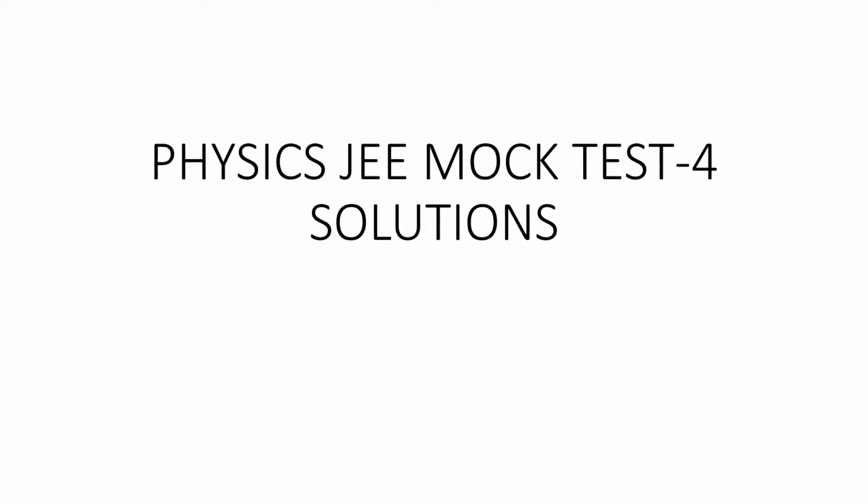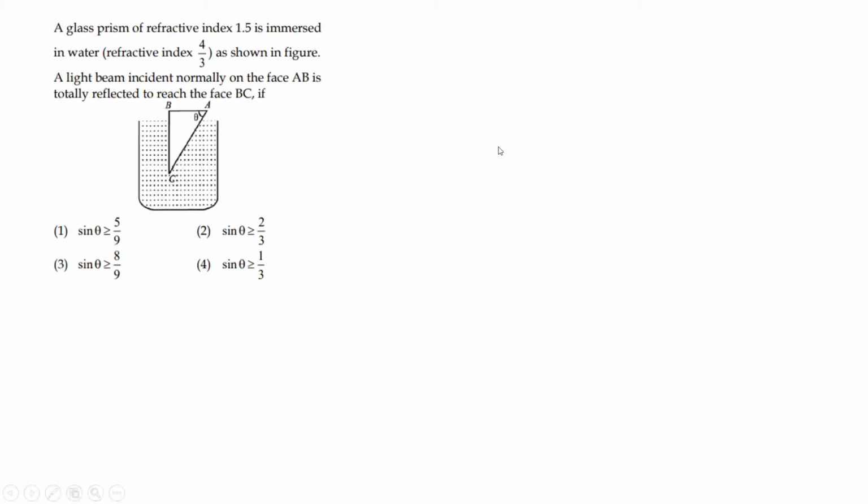So, first question. A glass prism of refractive index 1.5 is immersed in water of refractive index 4 by 3. As shown in the figure, a light beam incident normally on the face AB is totally reflected to reach the face BC.